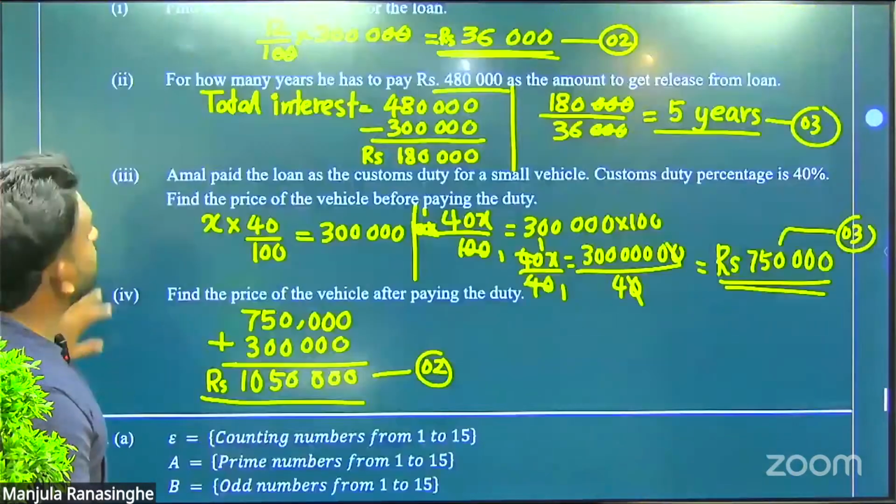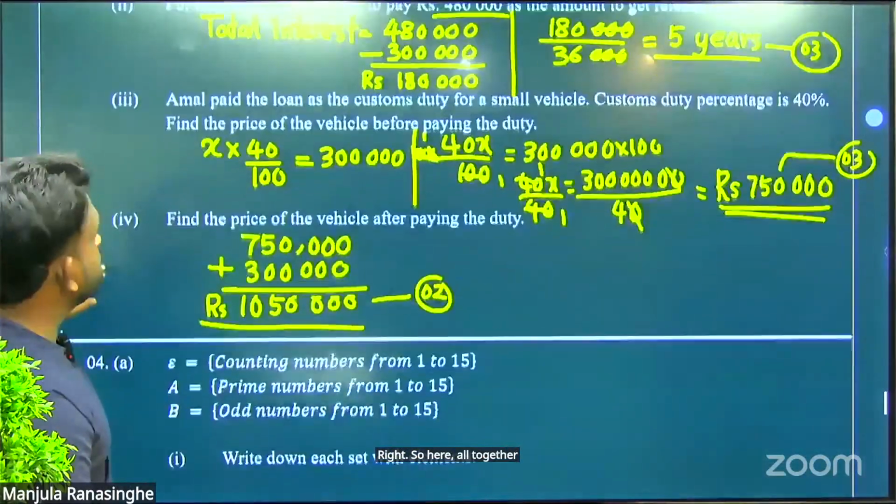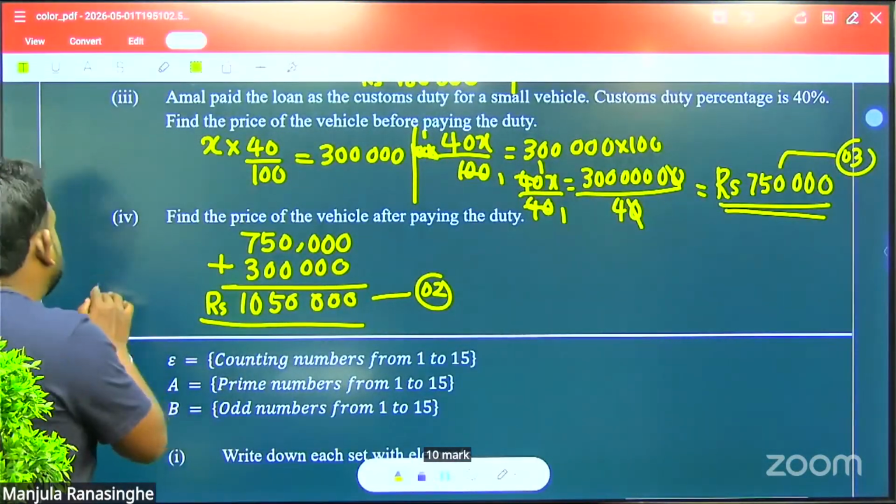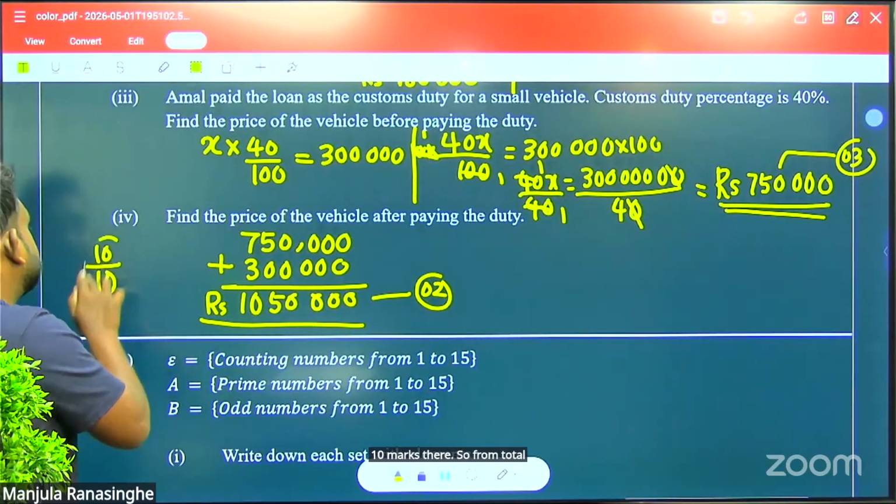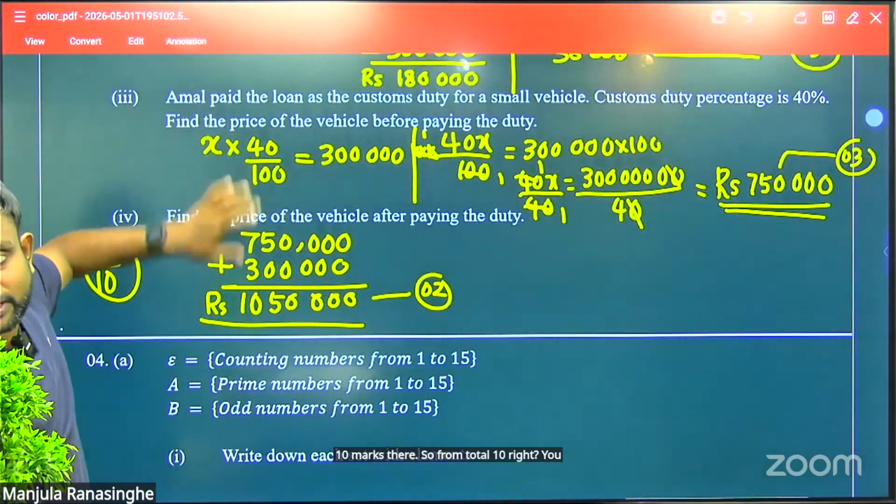Right. So here all together 10 marks. So from the total of 10, you got 10 marks. How much?